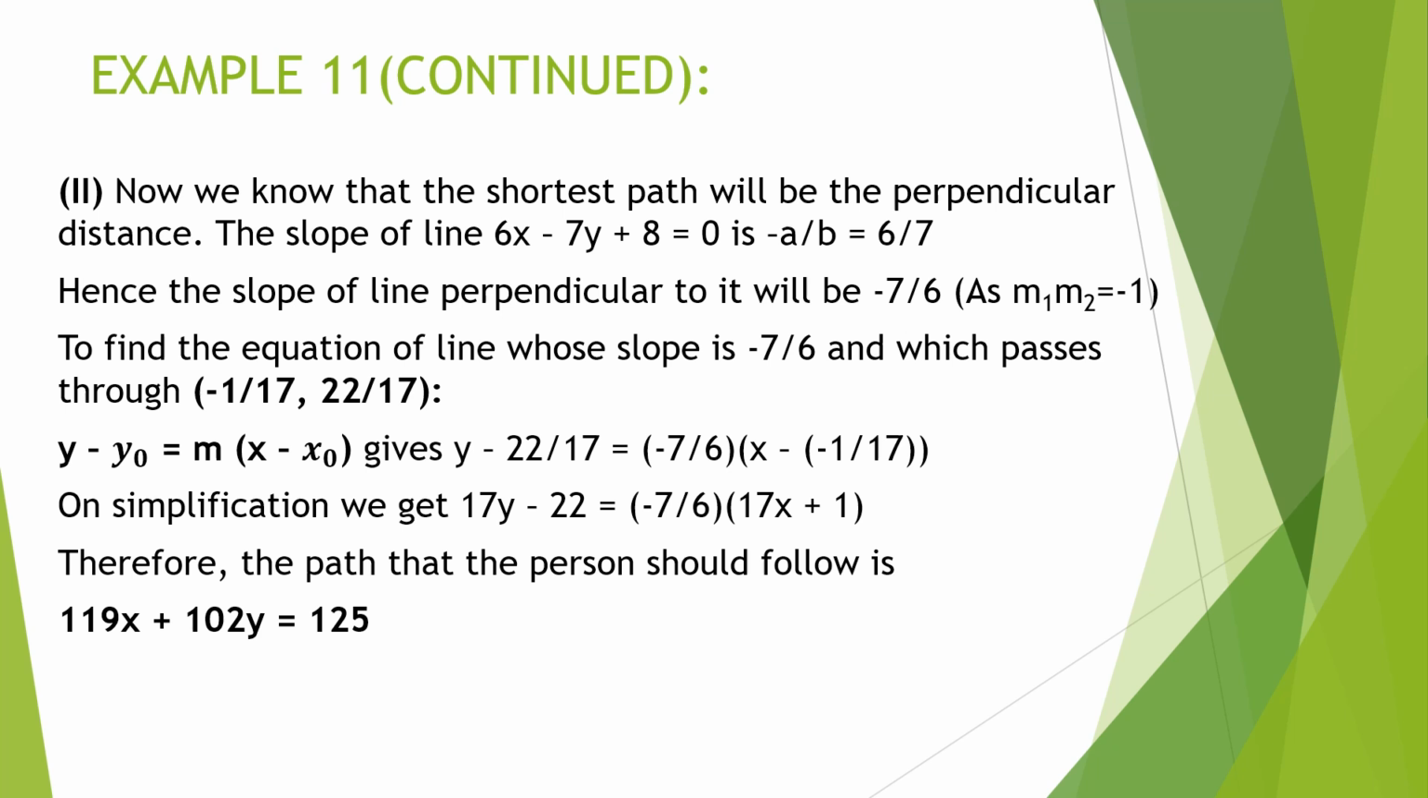So now what we want to do is find the equation of the line whose slope is -7/6 and which passes through the point (-1/17, 22/17). So point slope equation is what you will be using. y - y0 is equal to m into (x - x0). Now just put the values and after simplification you will get the equation as 119x + 102y = 125.